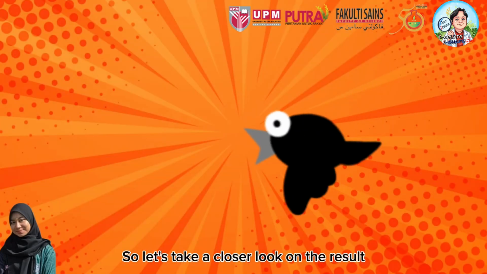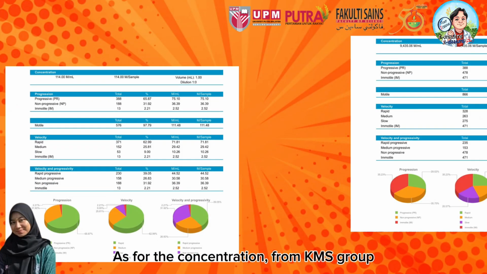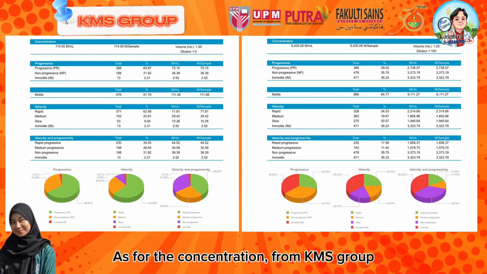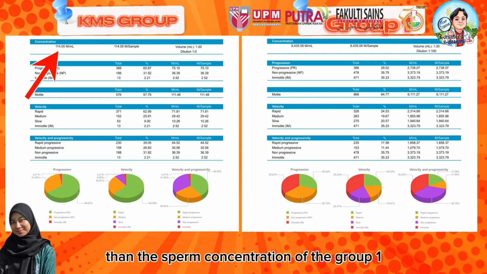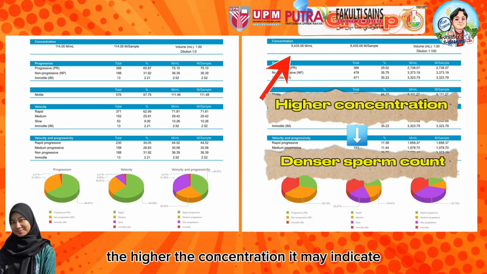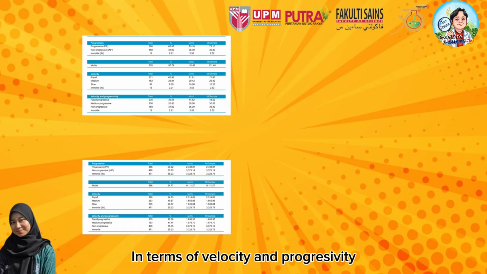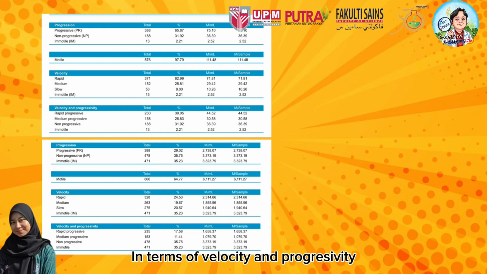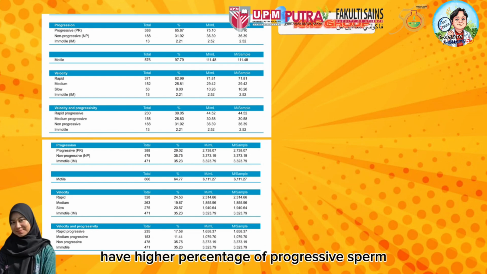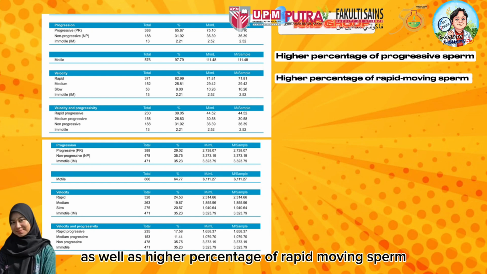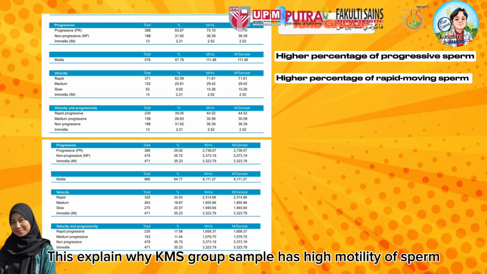So, let's take a closer look at the result. As for the concentration, from KMS group, the sperm concentration is lower than the sperm concentration of group 1. The higher the concentration, it may indicate a denser sperm count. In terms of velocity and progressivity, KMS group sample has a higher percentage of progressive sperm as well as a higher percentage of rapid moving sperm. This explains why KMS group sample has high motility of sperm.